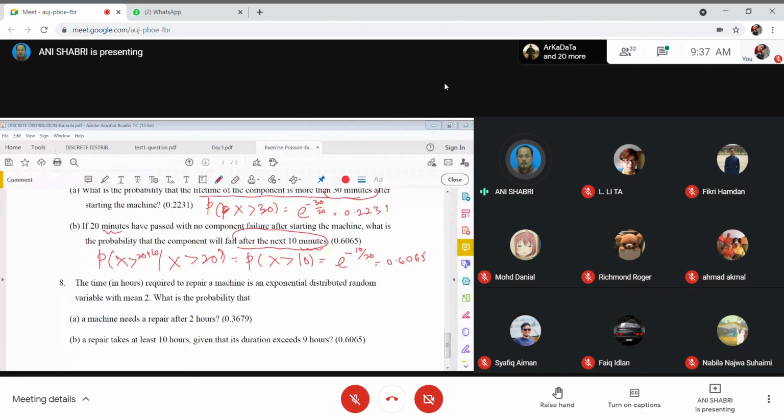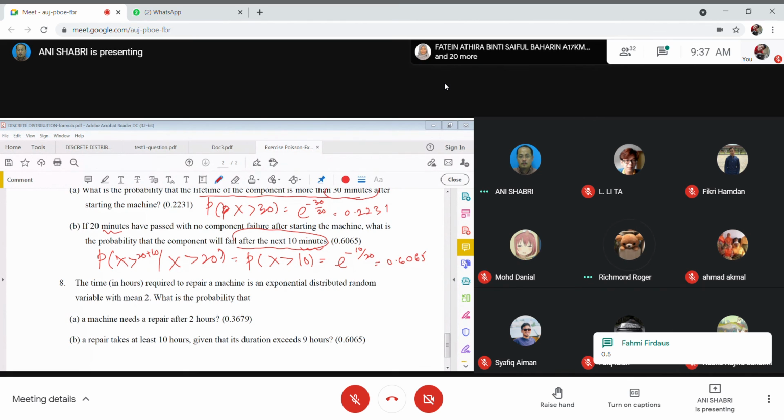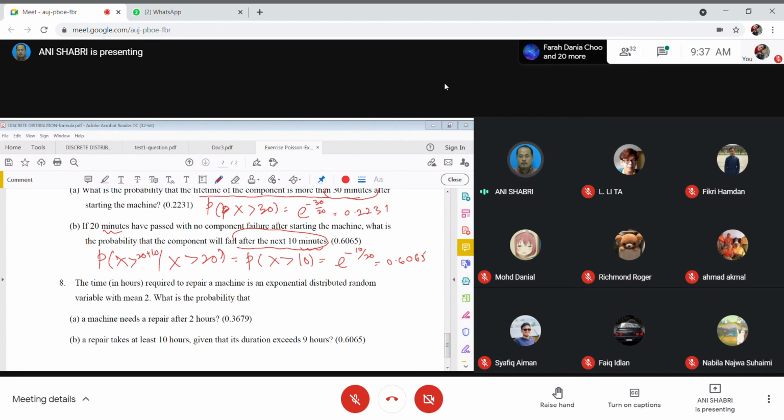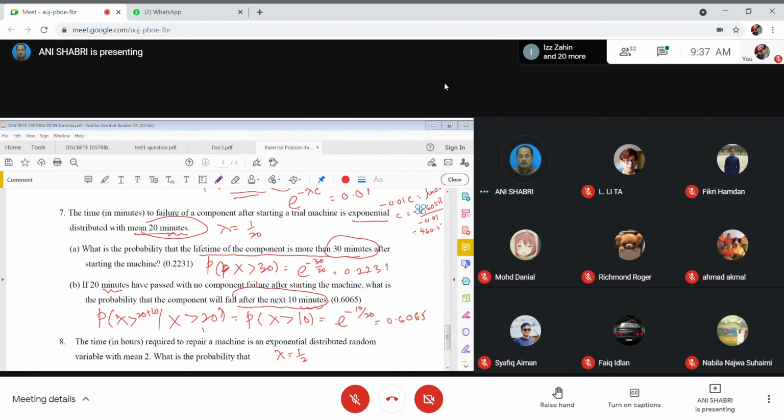Okay, what is the value of lambda? 1/2. We get 1/2. Lambda is 1/2. Okay, number 1. What is the question?